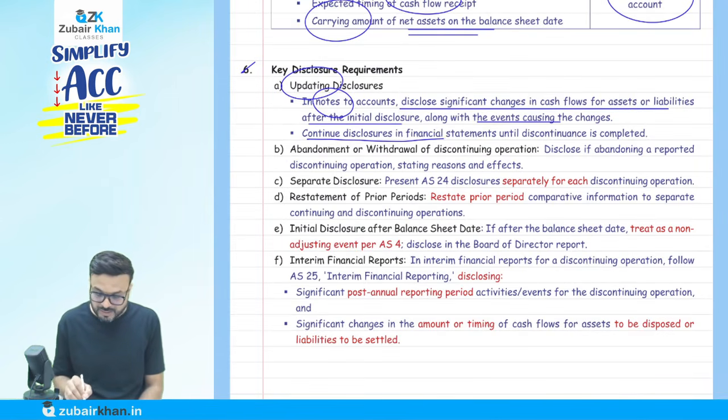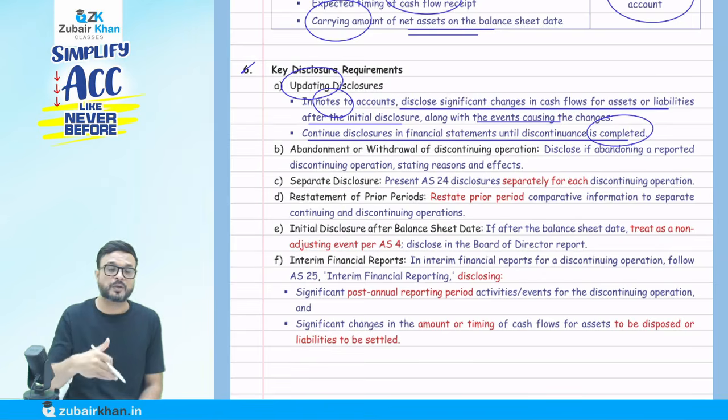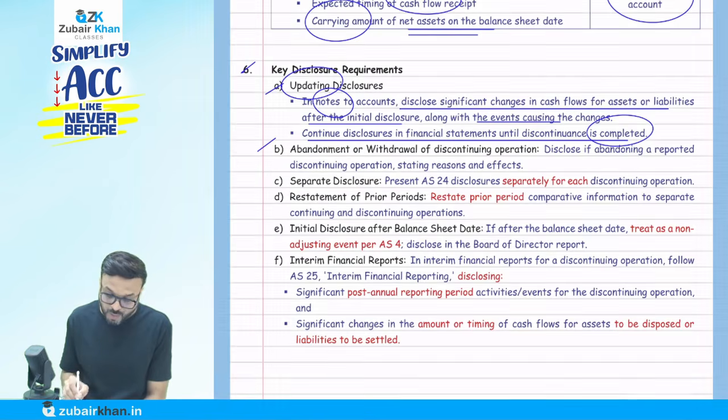Continue disclosure in the financial statements until the discontinuance is completed. So until it is completely discontinued, we have to disclose the information in the financial statements. Second, abandonment or withdrawal of a discontinuing operation.